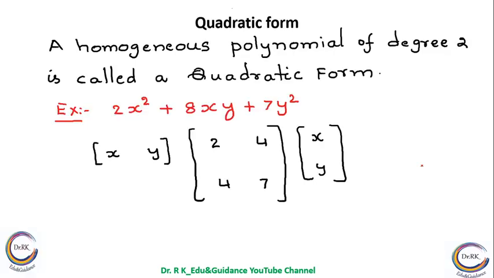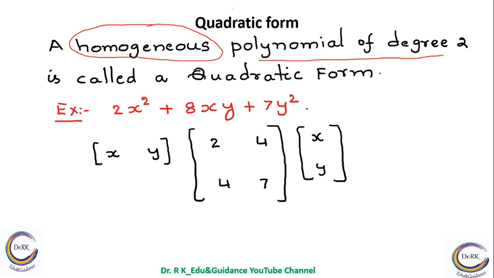First, what is the definition of a quadratic form? A quadratic form is nothing but a polynomial of degree 2, and it should be a homogeneous polynomial. So, a homogeneous polynomial of degree 2, and it can be in terms of any number of variables. There is no restriction on the number of variables that it should contain. Clear? Here is one example.